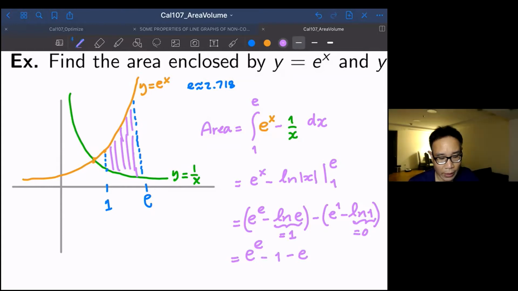Okay, so you see that it's kind of easy to compute the area. However, you have to know which one is going to be the top and which one is going to be the bottom. So you need to compare the values of the functions. The higher one turns out to be on top, and the lower one turns out to be the bottom one.